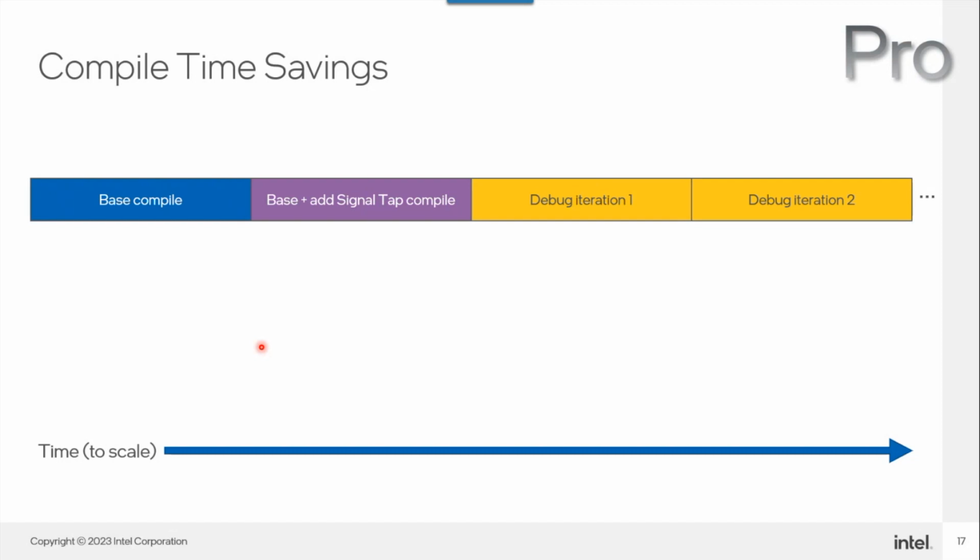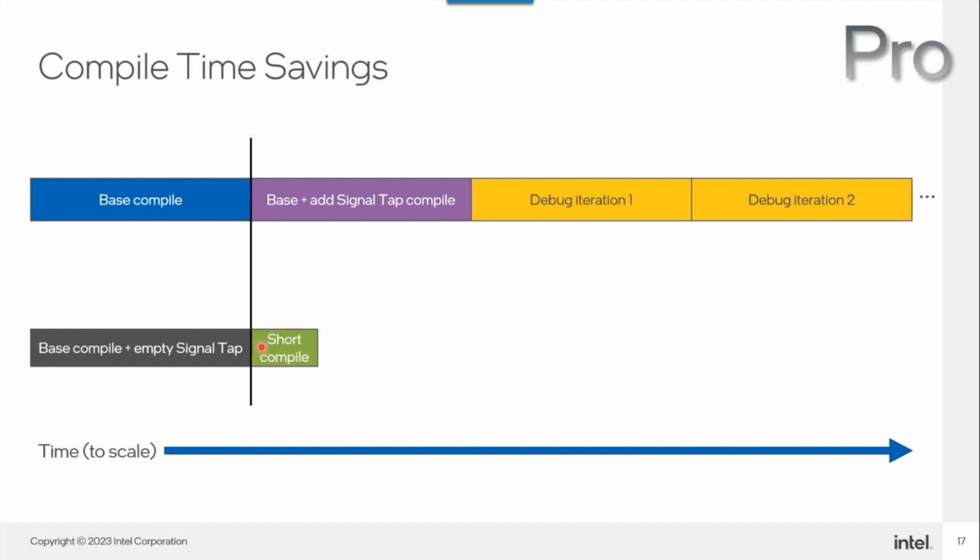But the idea behind Rapid Recompile in the Pro Edition is that what you could do is start when you create your design in Quartus, you include essentially an empty Signal Tap. You haven't tapped anything yet. Okay. But then instead of having to add Signal Tap later on, Signal Tap is already there, and you add these nodes and then perform a short ECO compilation.